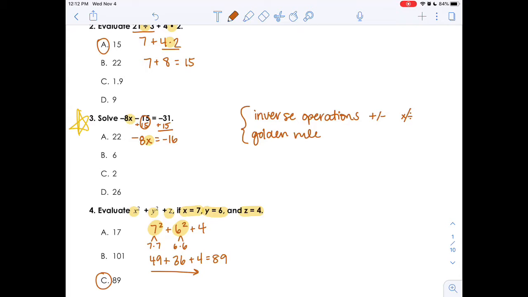The last thing I need to do is divide both sides by negative 8. Negative 8 divided by negative 8 is 1, leaving me with just x. And negative 16 divided by negative 8 is a positive 2. So my answer here is 2, which is C.